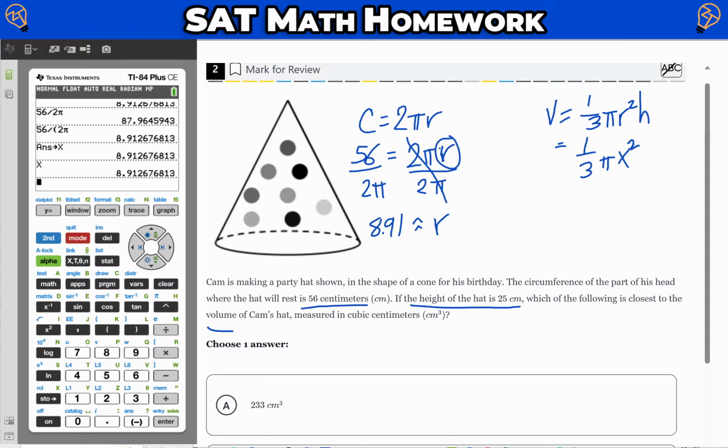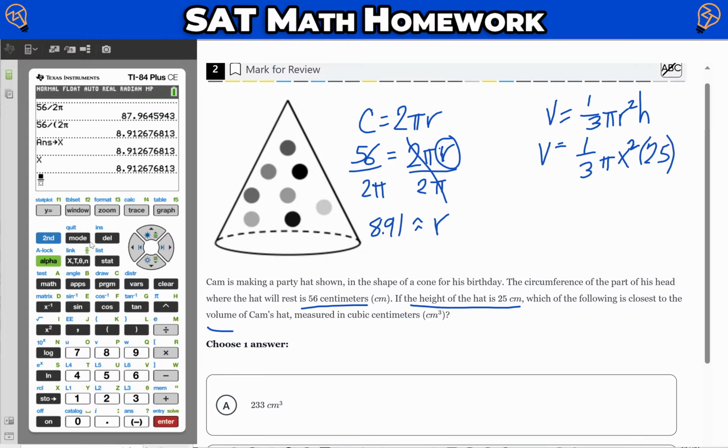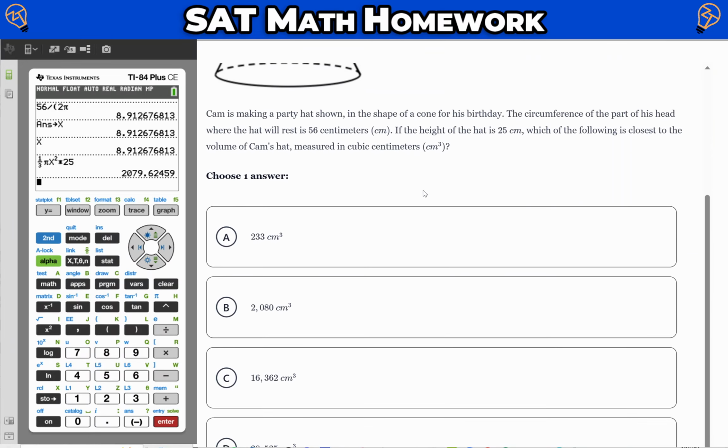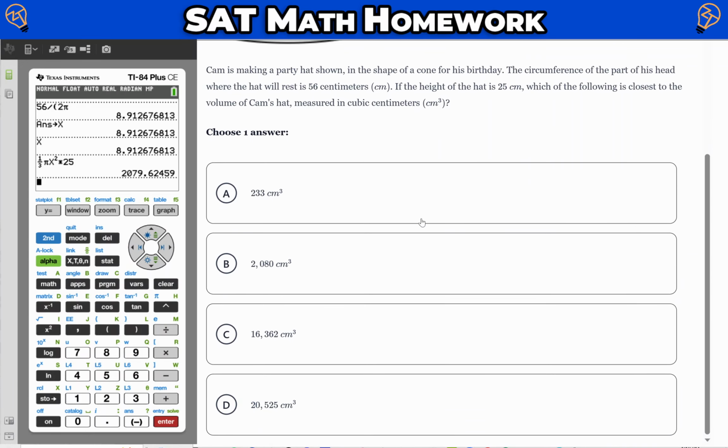And then we know the height is 25. And we're trying to find this volume. So I'm going to go ahead and type everything in the way that I see it. So for example, I'll go alpha y equals, type in 1/3. I'll do pi, so second caret. I'll do the x value, which is this 8.91 and so on, squared. And then I could just put 25, but I'll put times 25, same thing. And I get my answer, and now is the time when I can do my rounding. So when I look at my answer options, I see the one that's closest to that is option B.